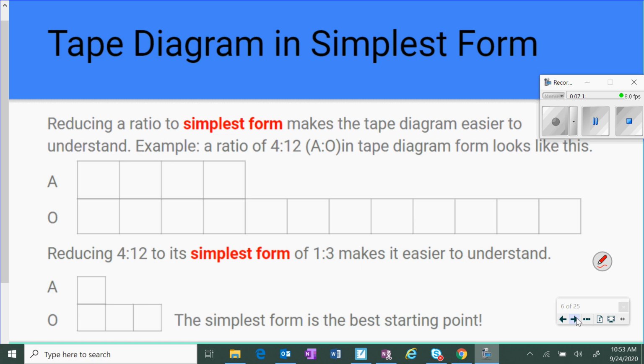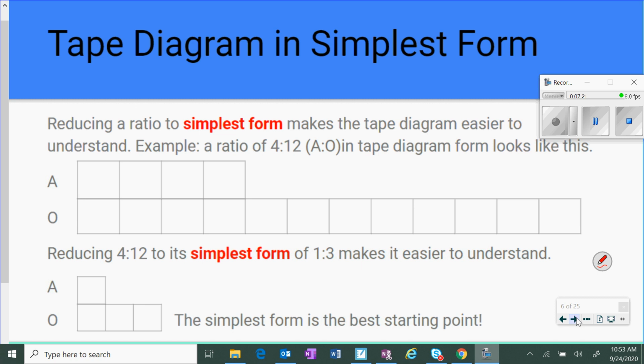Yes. If you can't reduce it, if your initial ratio is already in its simplest form and it's big, that's what you have to work with. You can't reduce it any further than what it is.